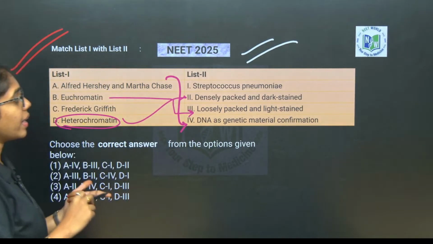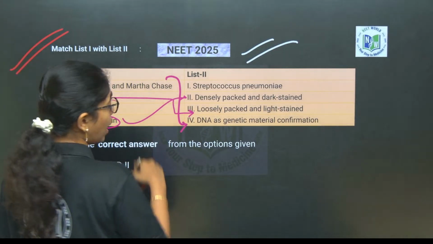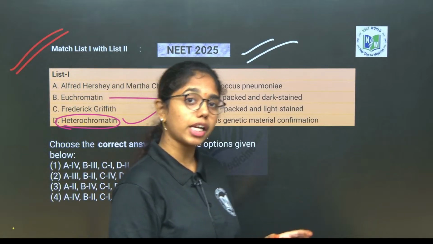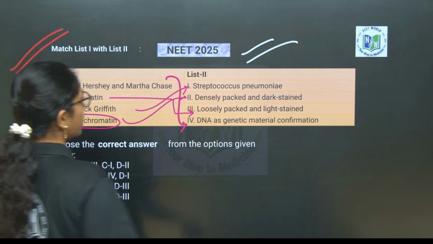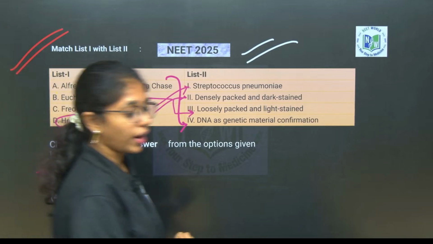Next, Frederick Griffith. Frederick Griffith worked on the transformation principle. He conducted experiments on the bacteria Streptococcus pneumoniae. Here, if you look at the right option, A is 4, B is 3, C is 1 and D is 2. Option 1 will be your right answer.